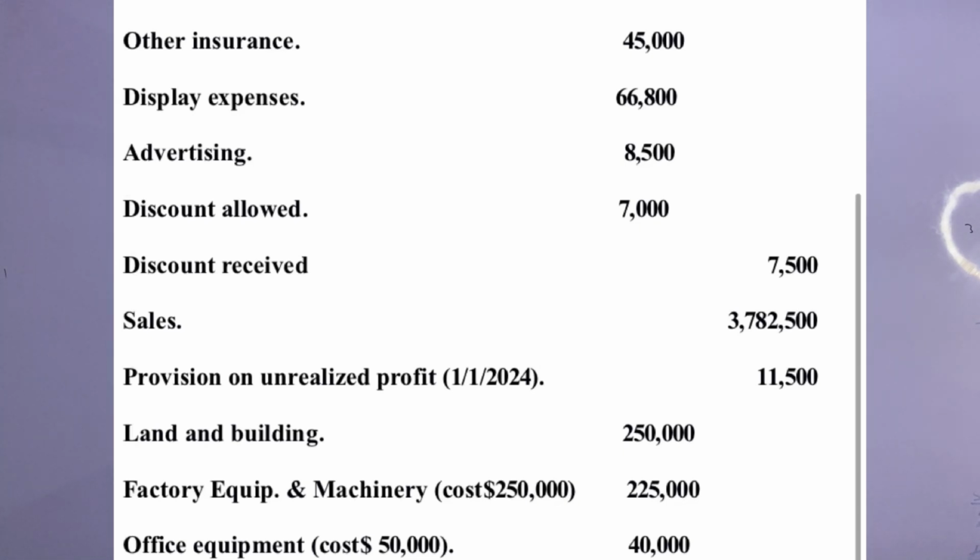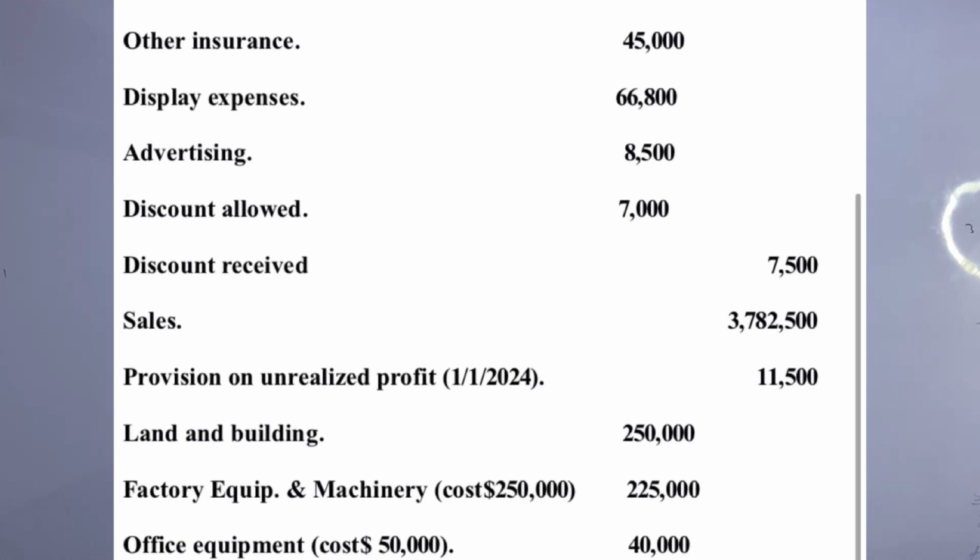Discount allowed 7,000. Discount received 7,500. Sales 3,782,500. Provision for unrealized profits on 1st January 2024 is 11,500. We have land and building, $250,000. We have factory equipment and machinery. Cost is 250,000, and we have the net book value of 225,000. We have office equipment cost $50,000.